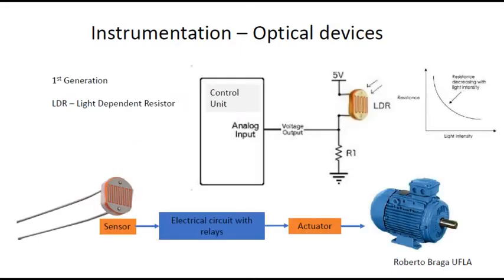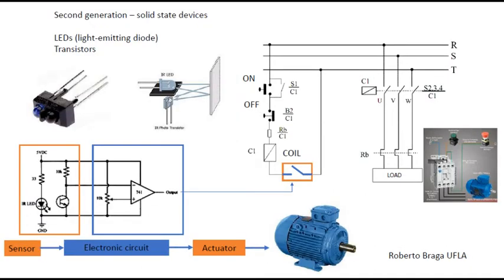Let's start with the first generation and talk about the light dependent resistor, the LDR. This resistor decreases its resistance with the increase of light intensity and can be used as an on-off sensor in many applications. The second generation, the main actors are the solid-state devices.